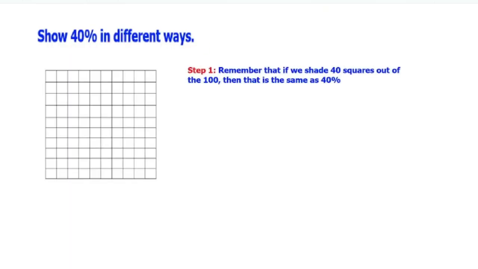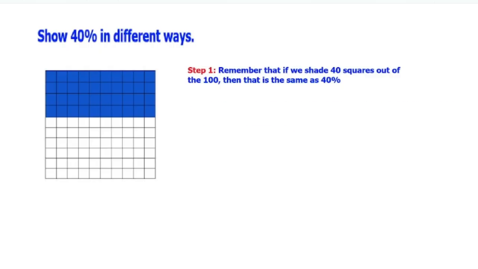In this lesson, we're going to learn a little bit more about percentages and how to write them in different ways. So if we have a problem like this that says show 40% in different ways, the first thing is we need to remember a grid. Remember that if we shade 40 squares out of the 100, then that's the same as 40%. So if we shade 40 of these, that's the same as 40% shaded. So how does that look? That looks like that.